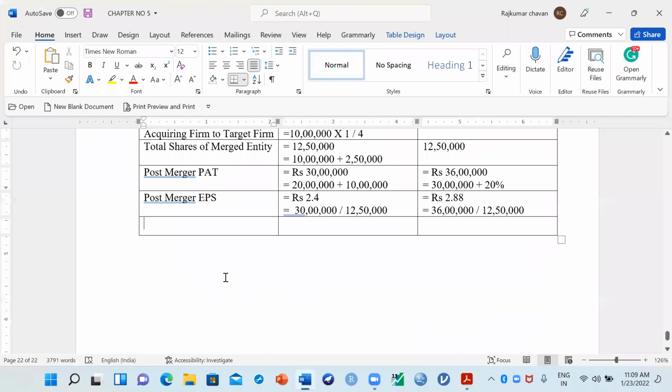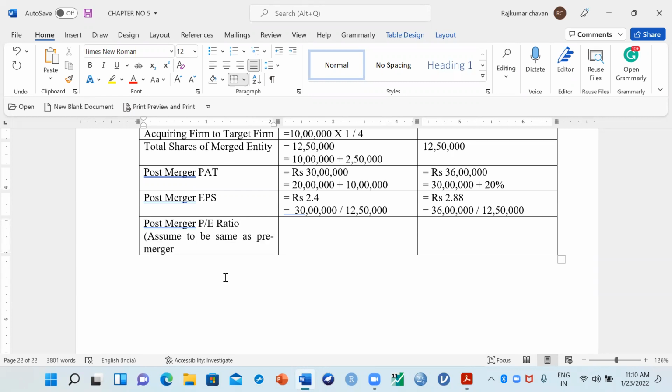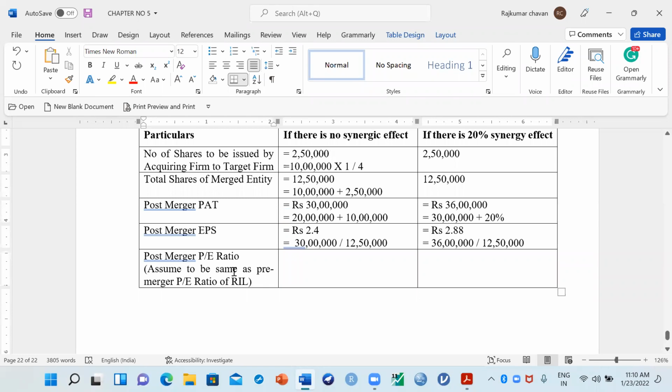So let us say the post-merger P ratio also will remain the same. Just assume the post-merger P ratio. Now here I am assuming that, I will explain that one. What is that assumption? Assume it to be the same as the pre-merger P ratio of the acquiring firm, which is RIL. Let's assume that the same P ratio is continuing.